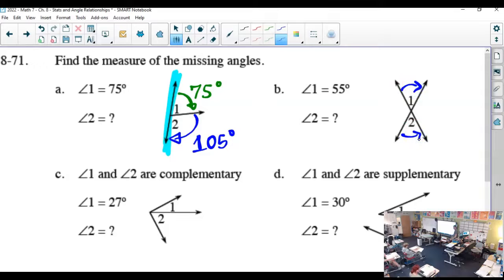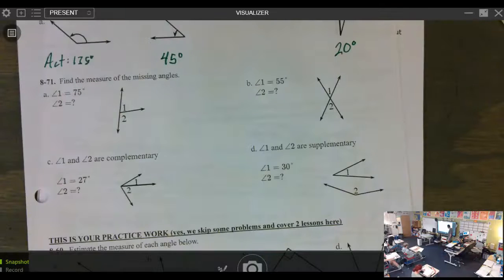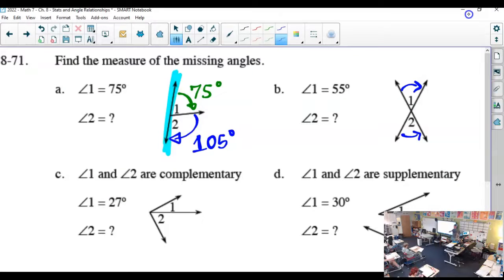What relationship do vertical angles have? And guys, it's at the bottom of your notes. This is the practice page. But at the bottom of your notes page, in bold, look at what it says. Right here at the bottom, in bold, vertical angles always, what? Anybody? Have equal measures. So if 1 is 55 degrees, 2 is 55 degrees. Questions?